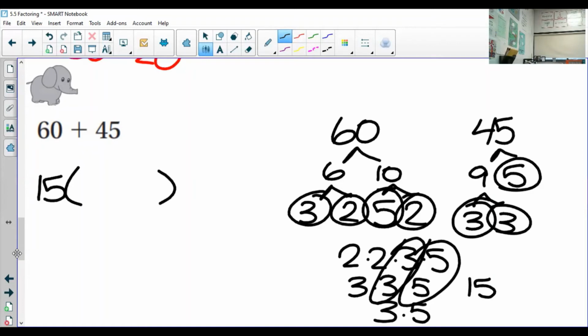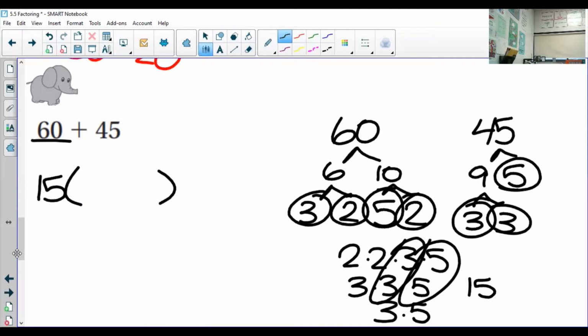15. So now we're going to take 60 divided by 15. You might be able to do that in your head. If you can't, let's just do some multiplying. What if I did 15 times 4? 4 times 5 is 20. Carry the 2. 60. So 4 will work.